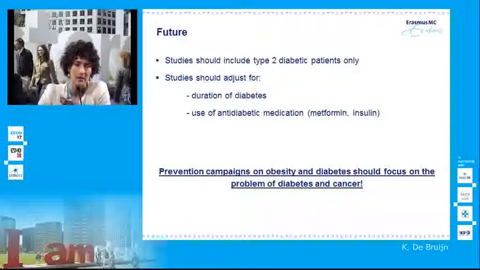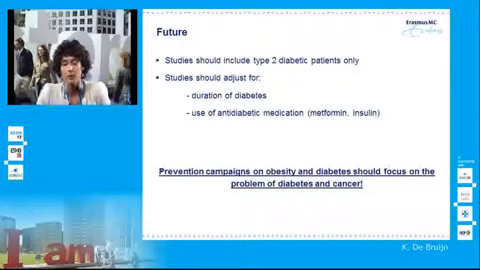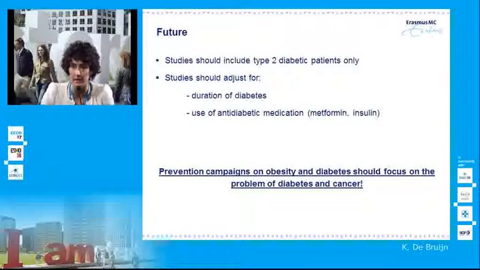It is that patients who have recently been diagnosed with diabetes visit the doctor more often, and they think that that is the reason that the cancer is detected. But what we are interested in is whether patients with a longer duration of diabetes are still at increased risk of developing cancer. So studies with time-dependent analysis should be performed in the future.